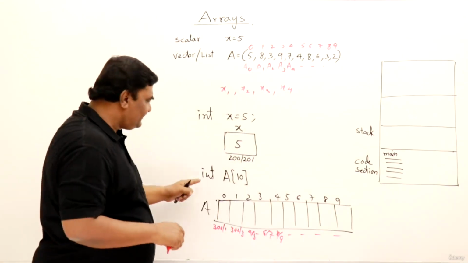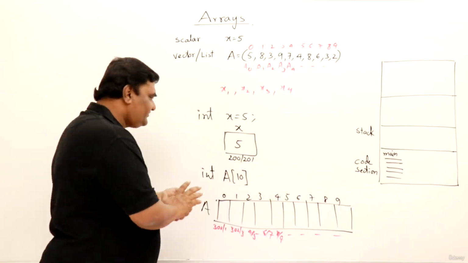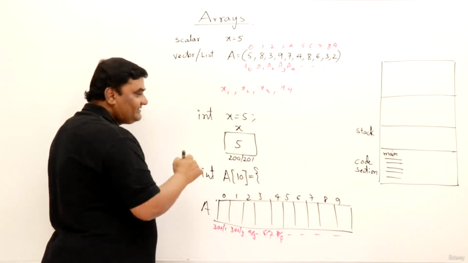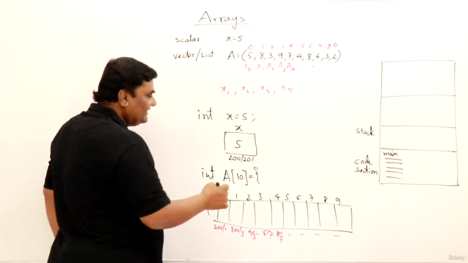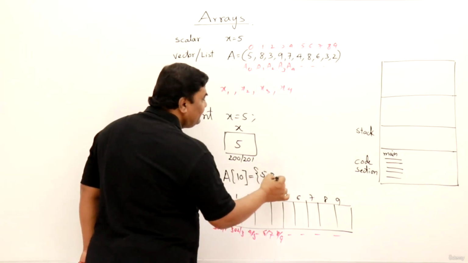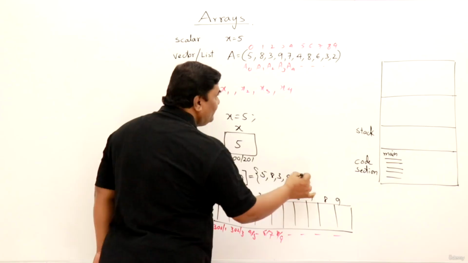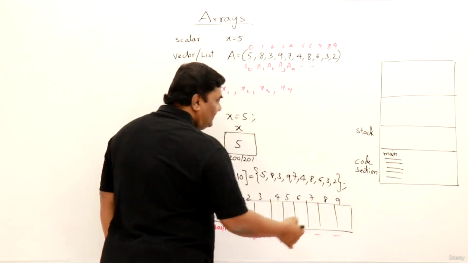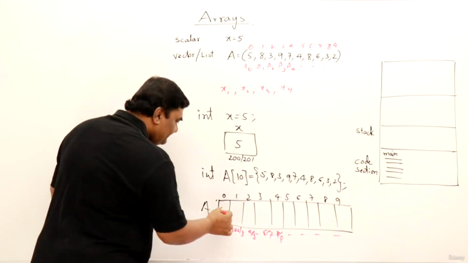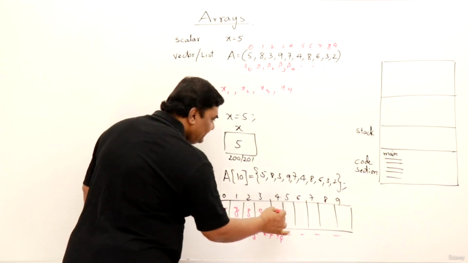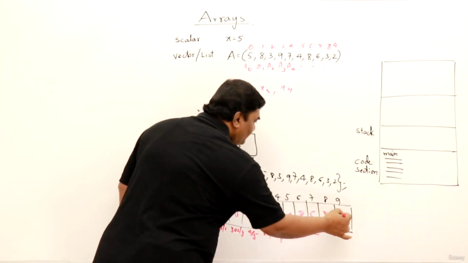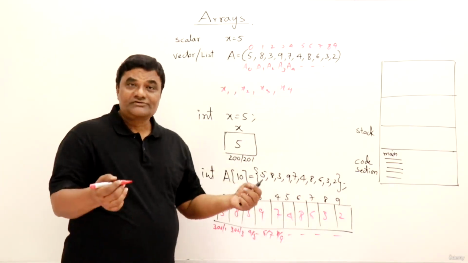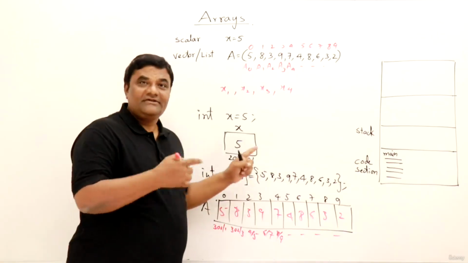Now can I initialize this one? Yes, we can initialize this also. So here only assign in braces, that is in flower bracket, write down all those elements that are 5, 8, 3, 9, 7, 4, 8, 6, 3 and 2. So those values will be filled here. This is how they will be stored. So that's it. I am able to store a list of values under one name.